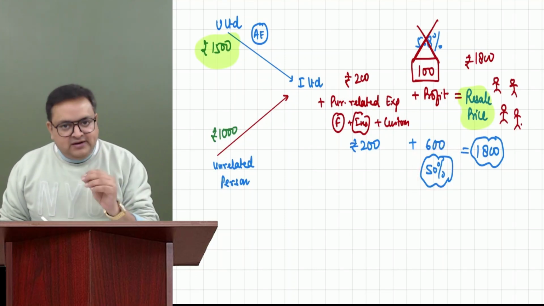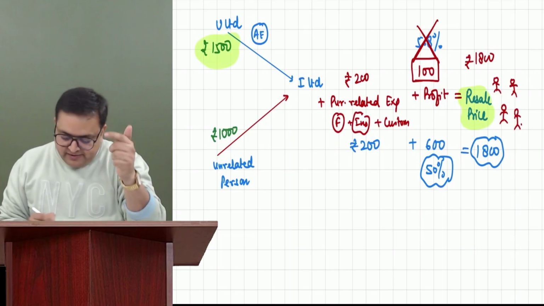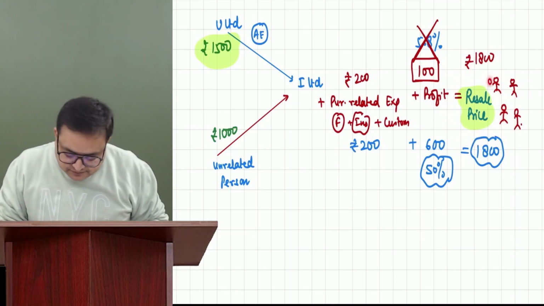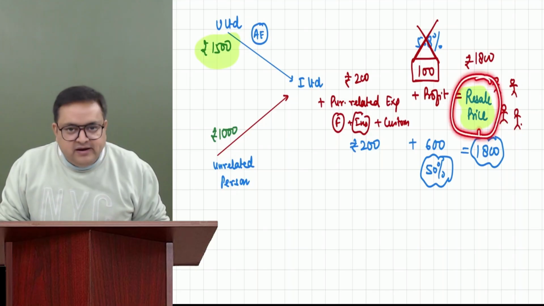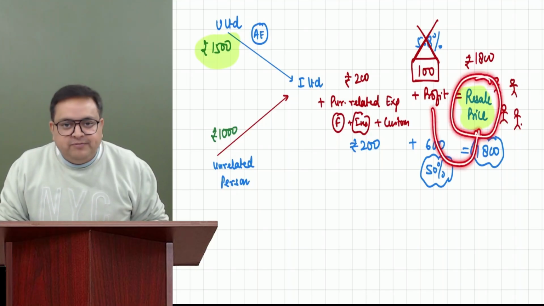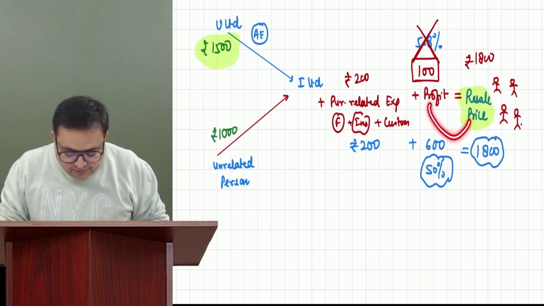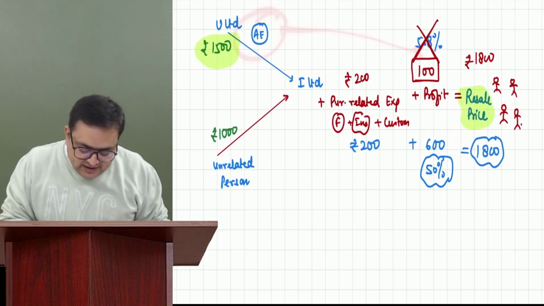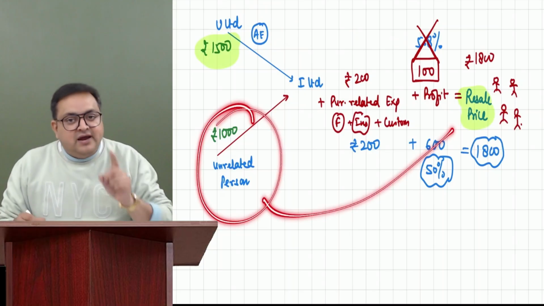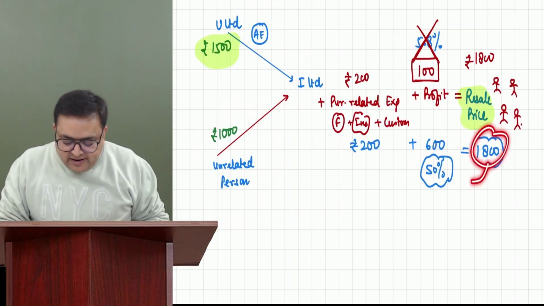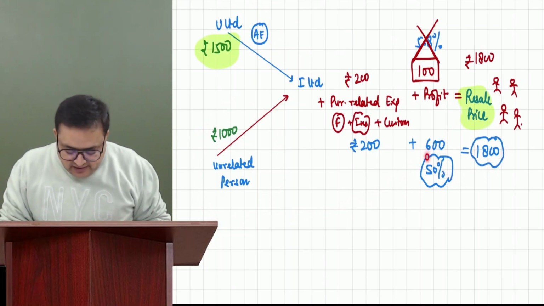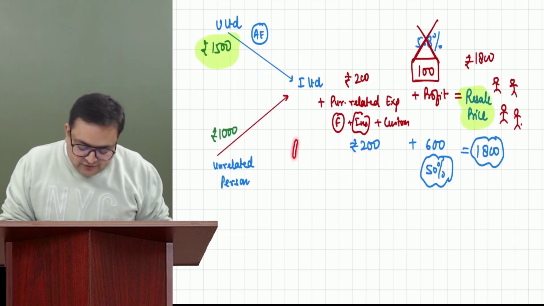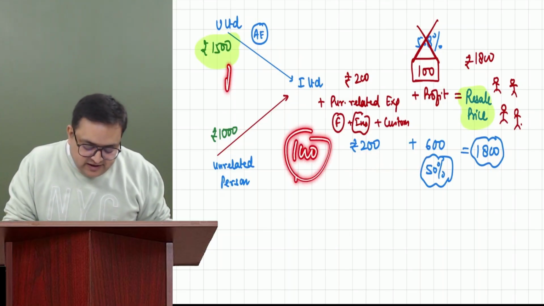Your starting point should be the resale price. So resale price 1,800 minus your normal profit. Will you take the profit of your associated enterprises, or the profit of an unrelated person? Sir, unrelated person. So 1,800 minus 600, right? And then whatever is your purchase expenses, please subtract that also. So you will get 1,000 rupees. So 1,000 rupees is actually the ALP, right?